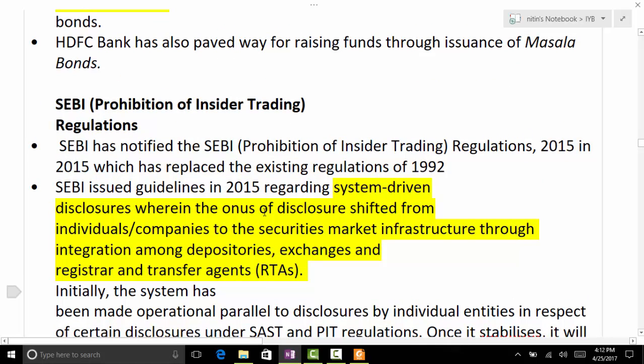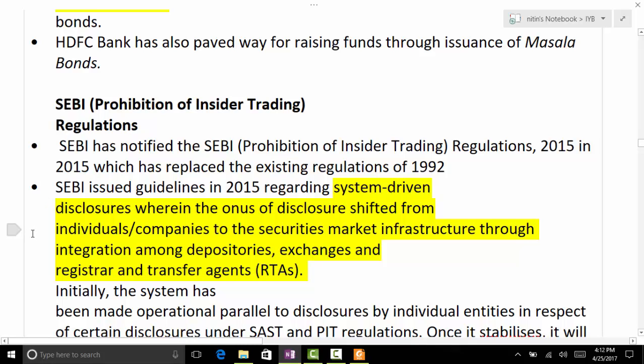So I think everybody got this point, vanilla bonds. SEBI prohibition of insider trading regulations. Where can this be used? Regarding good governance, corporate governance basically. So it is part of your paper 4 and paper 2 as well, paper 3 also you can say.